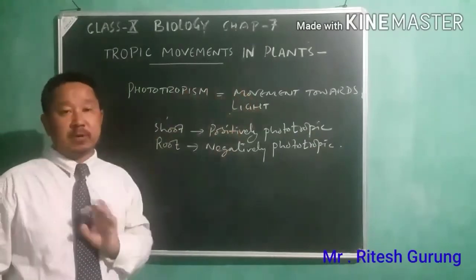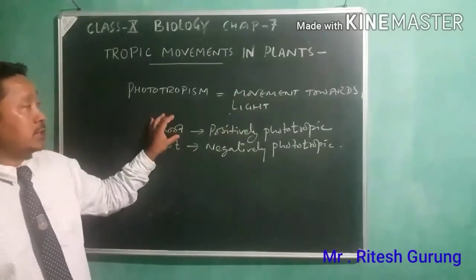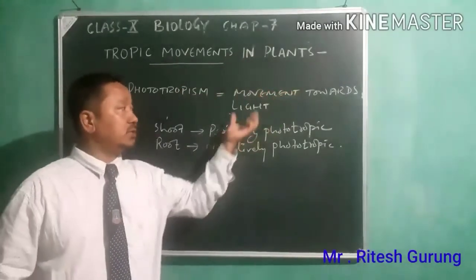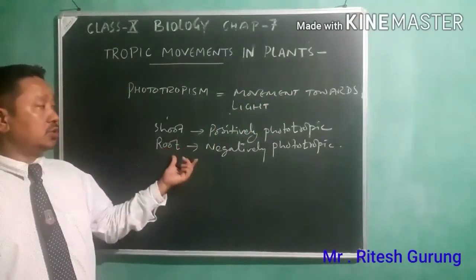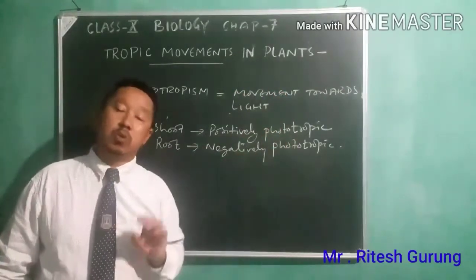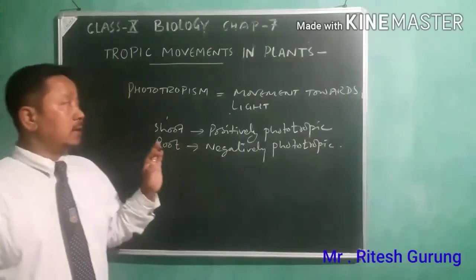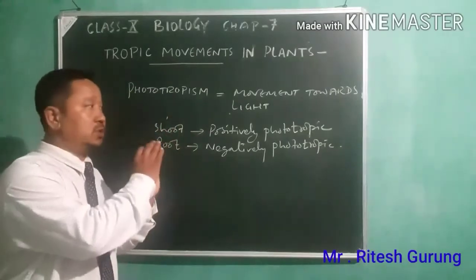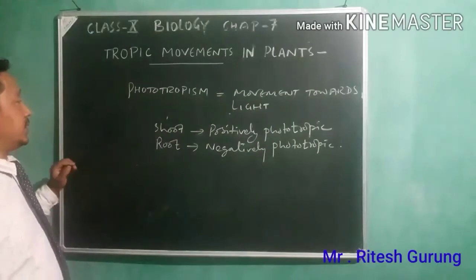Okay, source is the same out here. The source out here is light. So the shoot system is moving towards the source of light, which is your positively phototropic, whereas roots are moving away from the source of light, that is negatively phototropic. Okay, negatively phototropic. So here the movement which is showing the response of the movement towards the source of light is called phototropism.